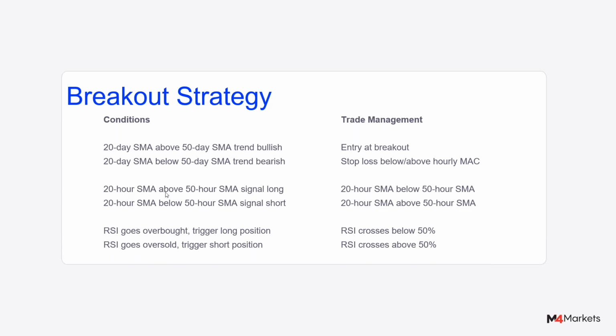We'll look at the SMA. The 20-hour should be above, or when it's above the 50, it's a signal for a long position, and the other way around for a short. The RSI goes overbought, that triggers a long position. The RSI goes oversold, that triggers a short position. The entry can be at breakout, but it's a little bit risky, or you can wait for the confirmation if you want, or for the retracement.